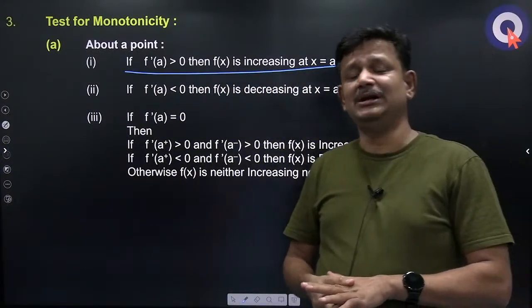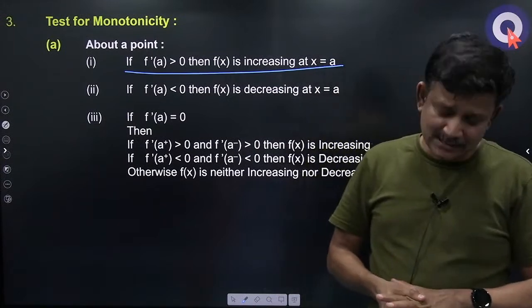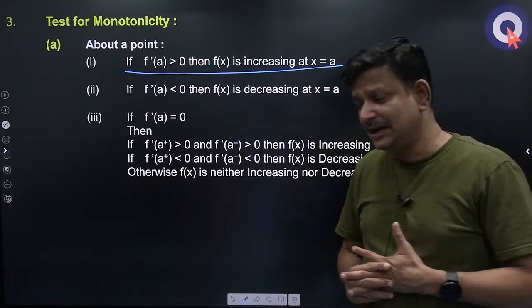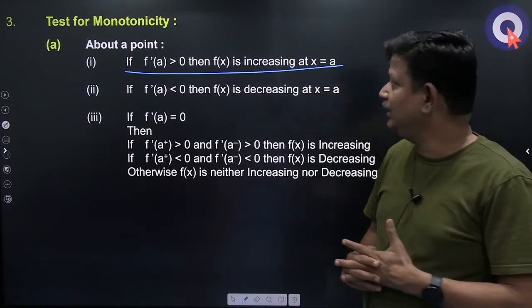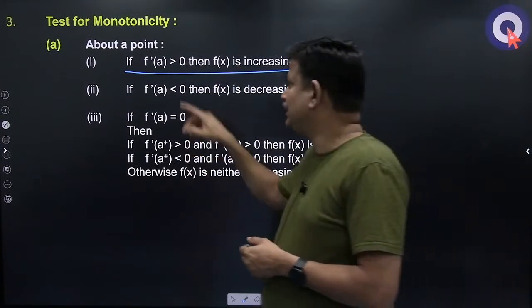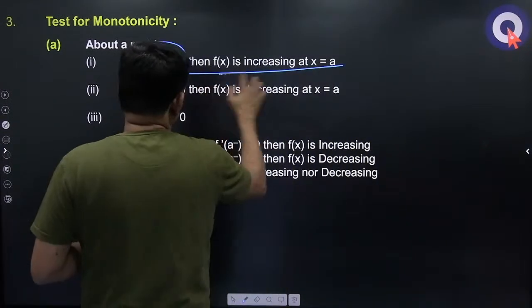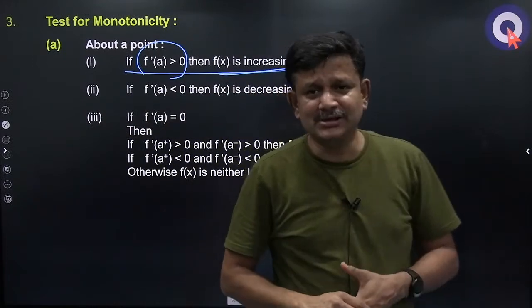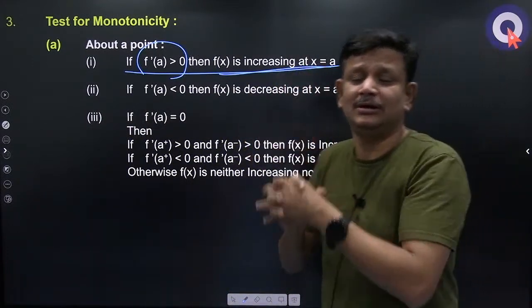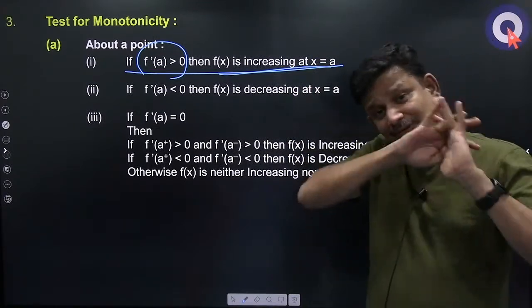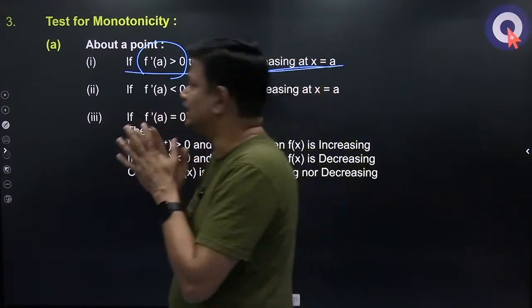A function can be discontinuous, still it can be increasing. A function's derivative may be 0, still it can be increasing. So for increasing, this is not the condition. But if f dash A is greater than 0, then you can happily say it is increasing. For a function to be increasing, you cannot compel f dash A to be greater than 0. It need not be the case.